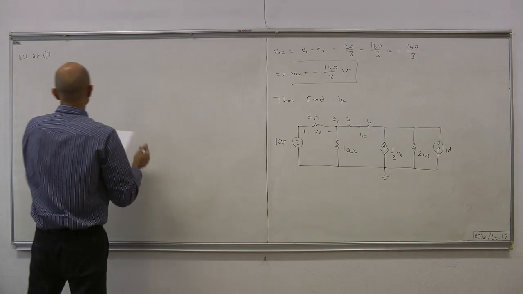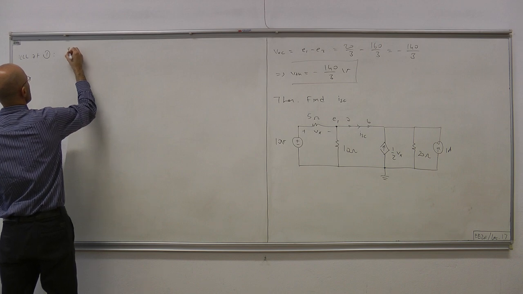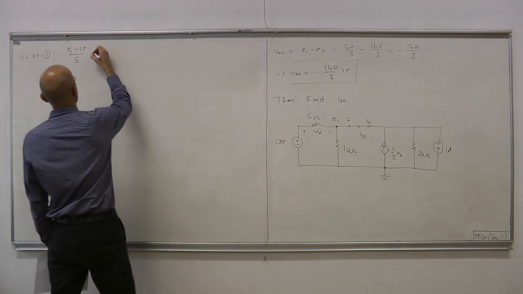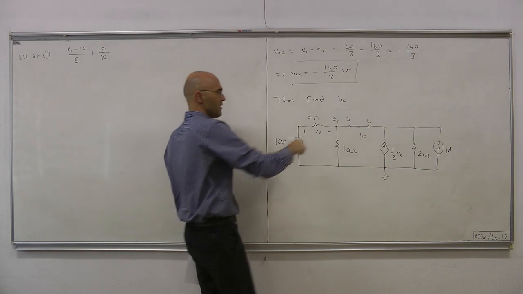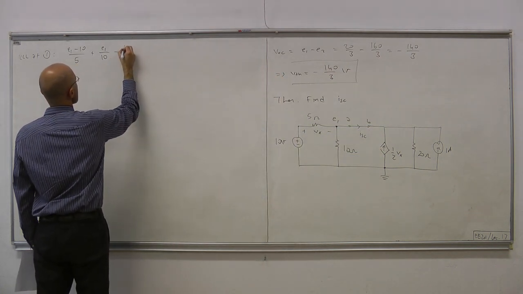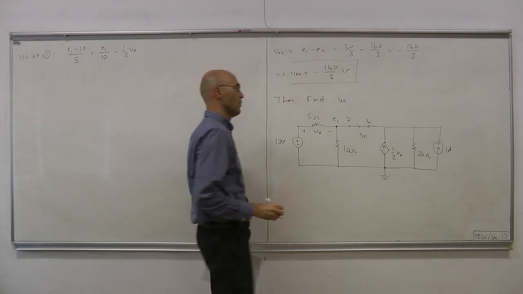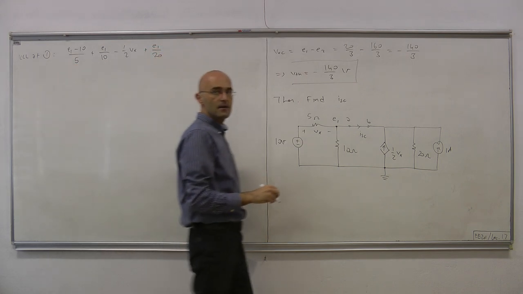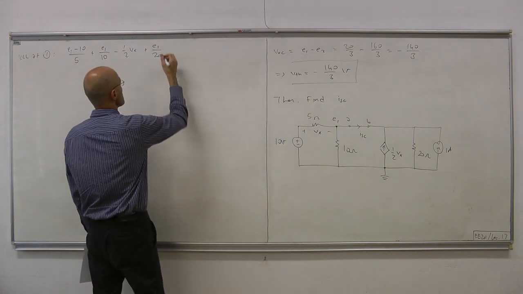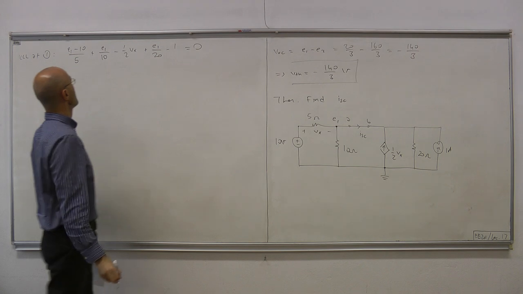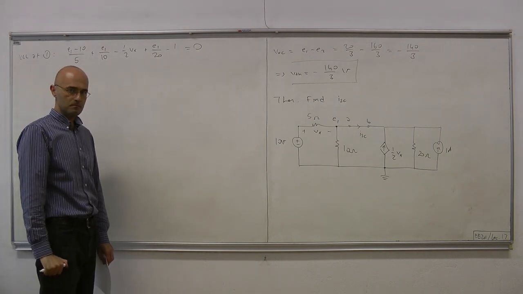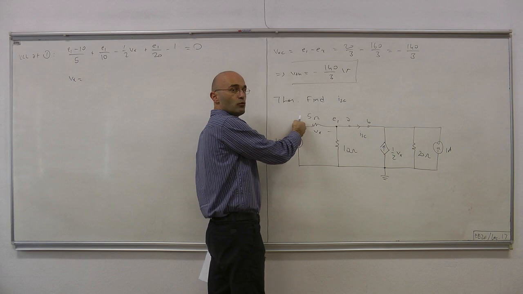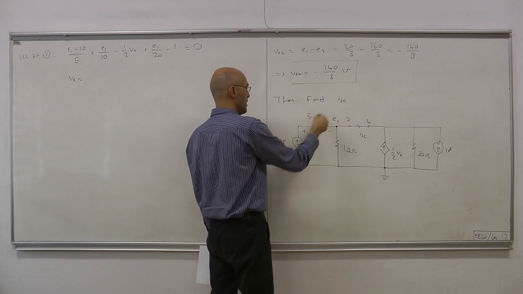Okay, so what we have is this current, which is E1 minus 10 over the resistance in between, and then we have this current, which is E1 over 10. Then we have this current, which is minus 1/2 Vx, which is unknown again. This current is E1 over 20. And finally, this current is directly known because we have a current source there, minus 1. And by KCL, those 5 currents must add up to 0. Okay, how about Vx? Vx is this node voltage minus this node voltage, therefore Vx equals 10 minus E1.